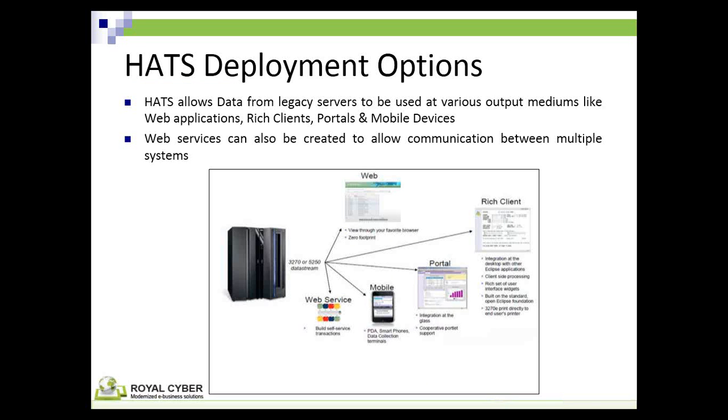HATS deployment options. Data from legacy servers like System i and System z, also known as AS400 and mainframe, can be used at various places as demonstrated in this slide. Data once processed by HATS can be deployed for web applications, rich clients, portals, mobile devices, and you can also create a web service to allow communication between multiple systems. We will discuss web service in more detail in the later slides.